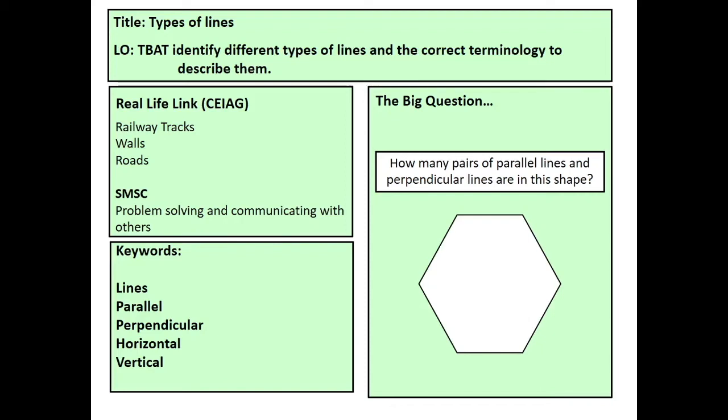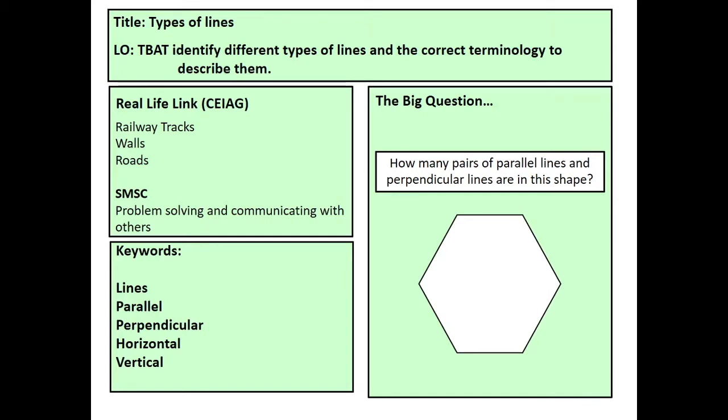My name is Mr. Khan, and today we will be looking at the different types of straight lines. Real life scenarios include railway tracks, walls around our house or school, and roads. Some of the key words that we will be looking at today are lines, parallel, perpendicular, horizontal, and vertical lines.